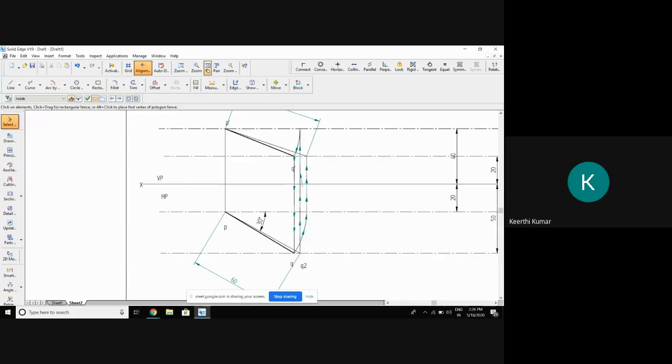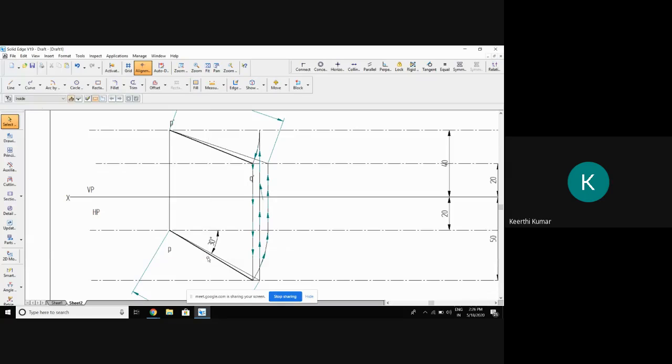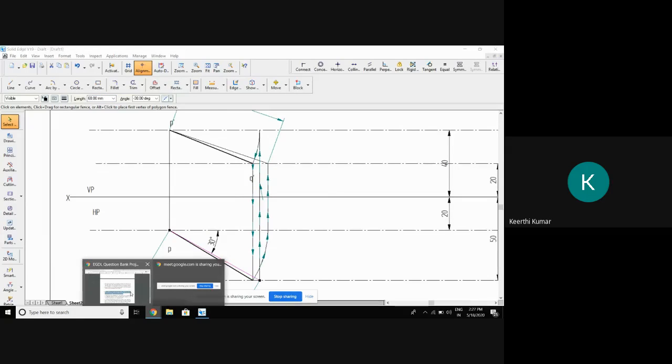See, in the textbook, they may give it in another way. No issue. Every solution is correct. Just the thumb rule is to check these end projectors. Those two should be vertical, and P dash Q dash, PQ should be exactly between the end projectors. That's all. And the true length in front view and top view, if it is the same, the solution is correct. Okay?